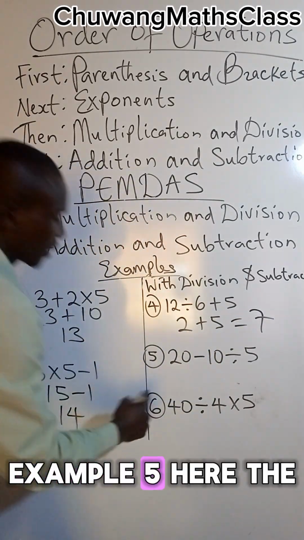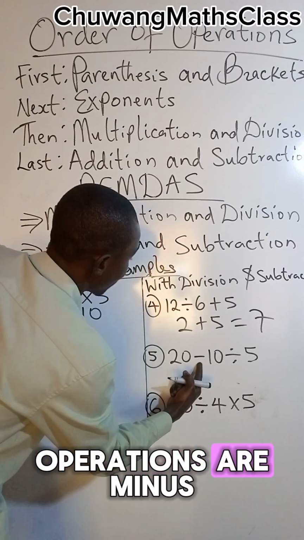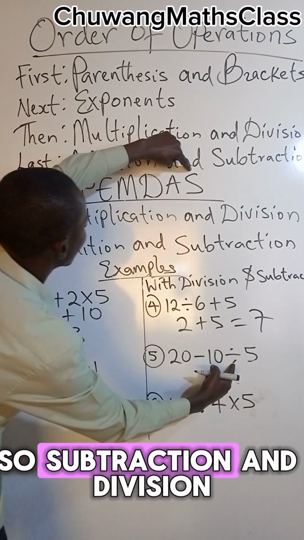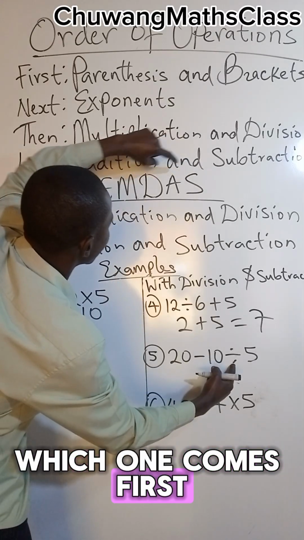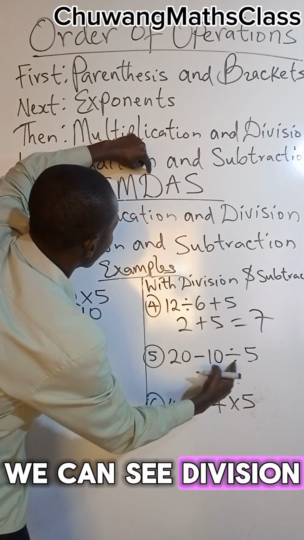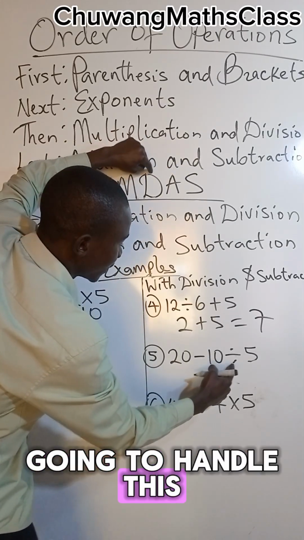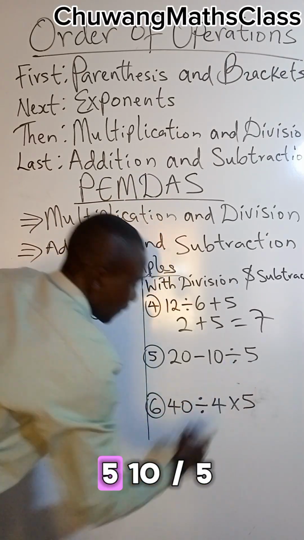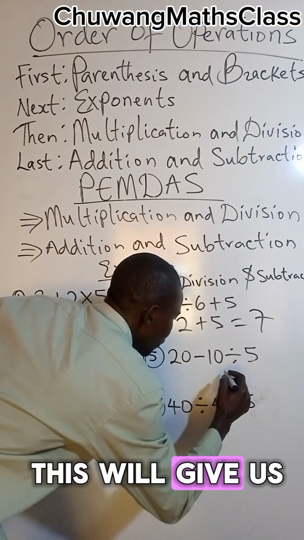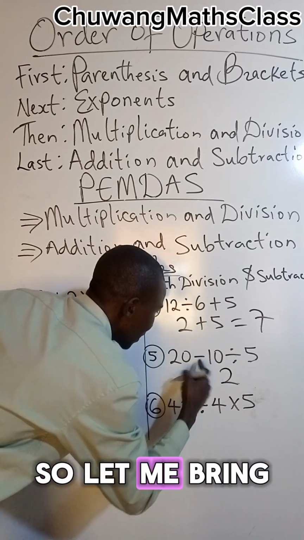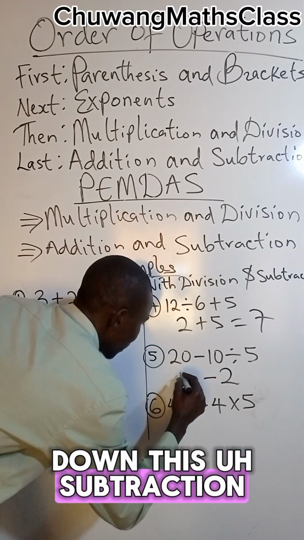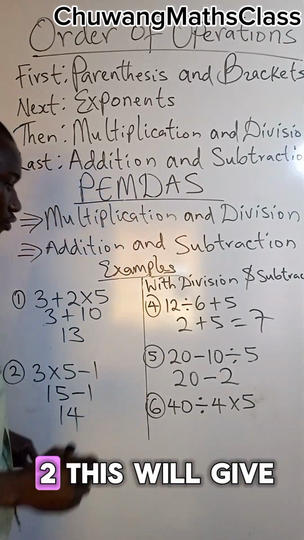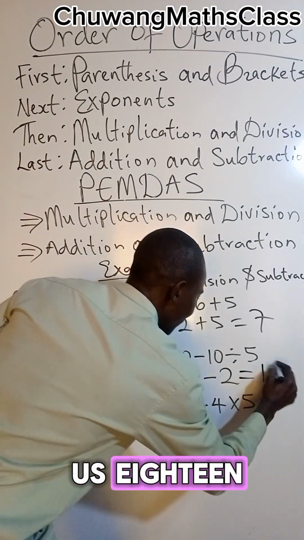Example 5. Here, the operations are minus, that is subtraction and division. So subtraction and division, which one comes first according to this rule? You can see division comes first. So we are going to handle this first. So 10 divided by 5. 10 divided by 5, this will give us 2. So let me bring down this subtraction. Then here 20. Now 20 minus 2, this will give us 18.